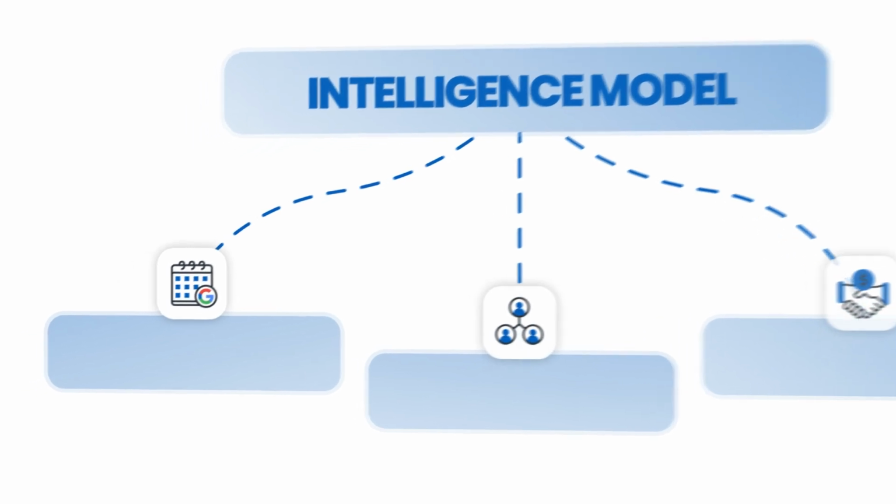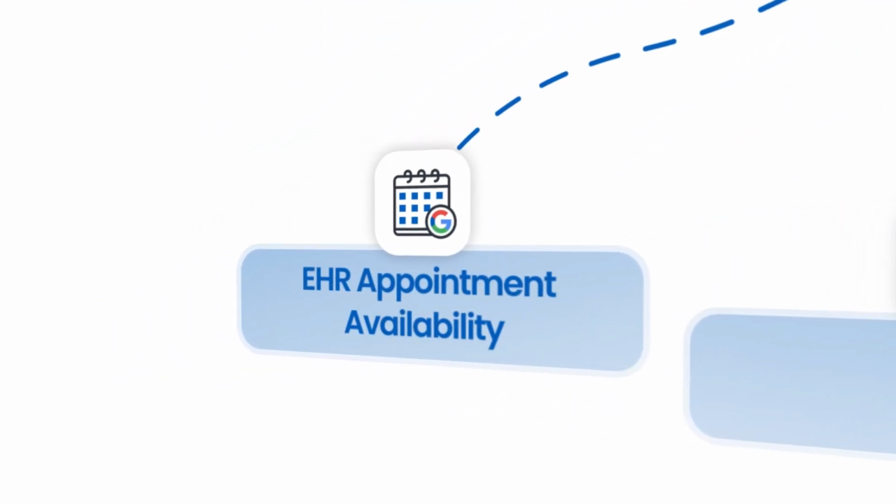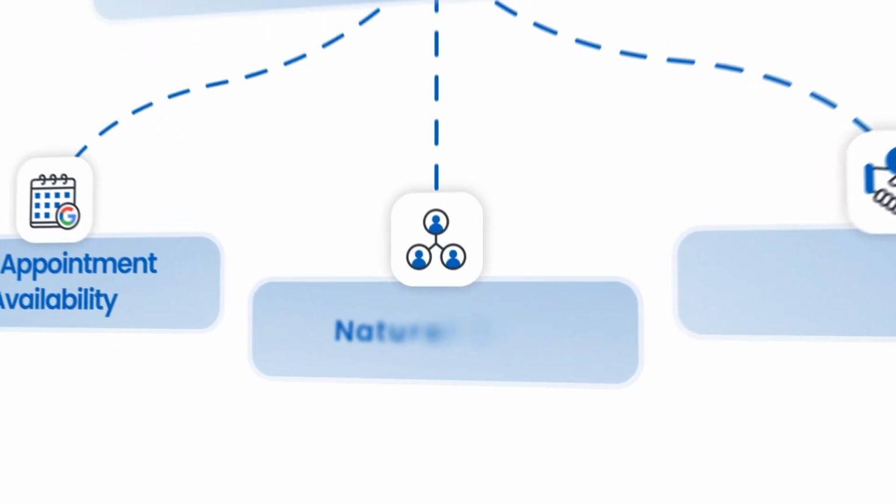I'll take you behind the scenes in a moment, but the algorithmic intelligent model does three things that were not possible before. It looks at the combination of, number one, all of the EHR appointment availability. So it connects to your EHR to see what's open on your schedule. Number two, and this is a big one, what is your natural fill rate and how many patients would you book without running any ads?